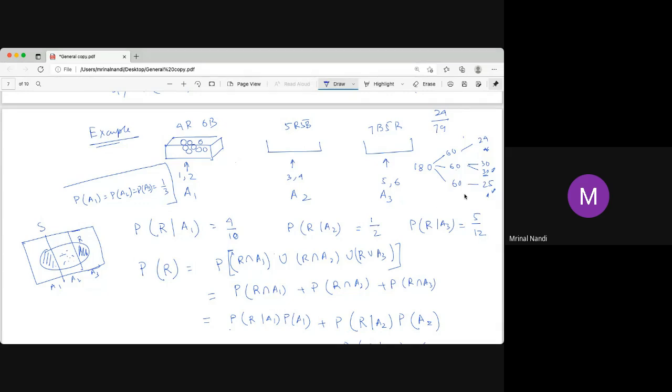So probability of A2 given R is the probability of A2 intersection R divided by the probability of R. Actually, probability of R is just 30 by 180, 30 by 180, 60 by 180, 24 by 180. That one by 180 is always there, but it is actually cancelled.